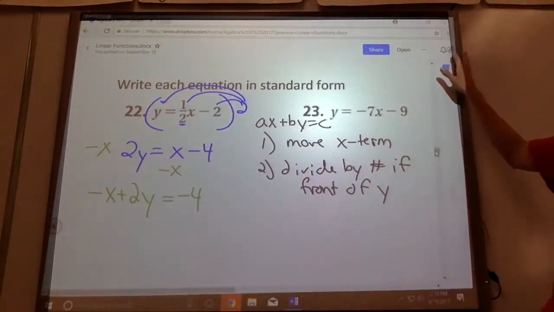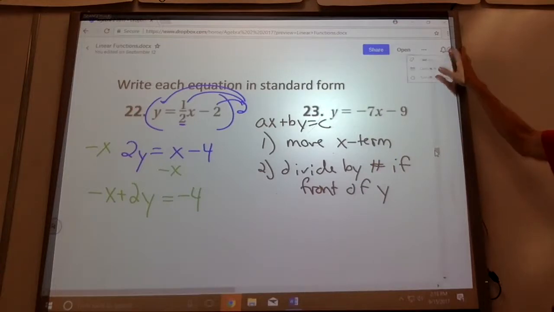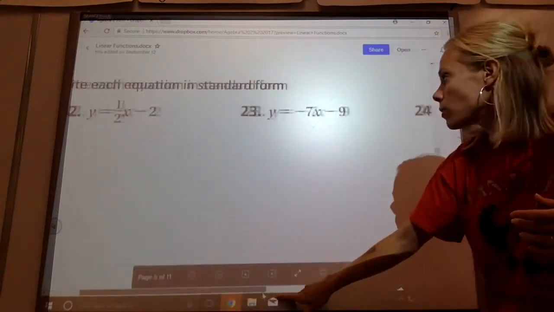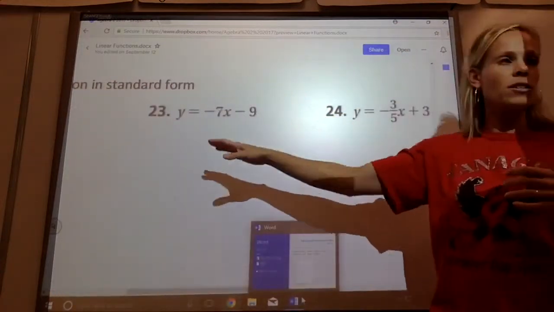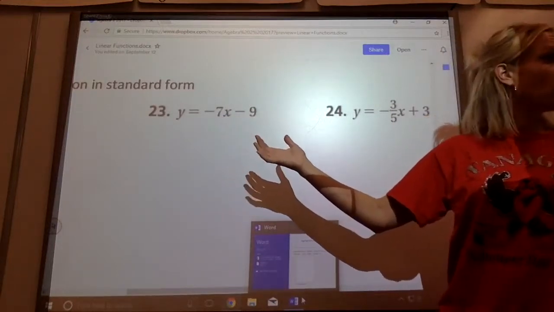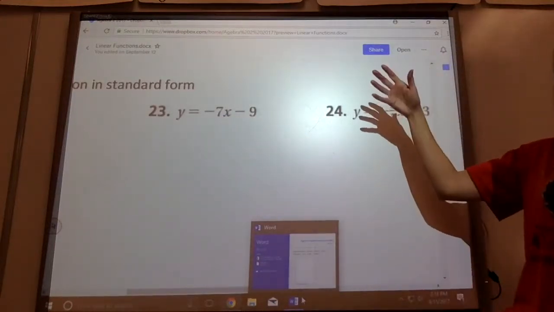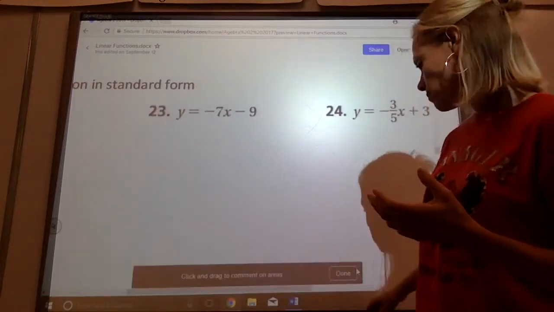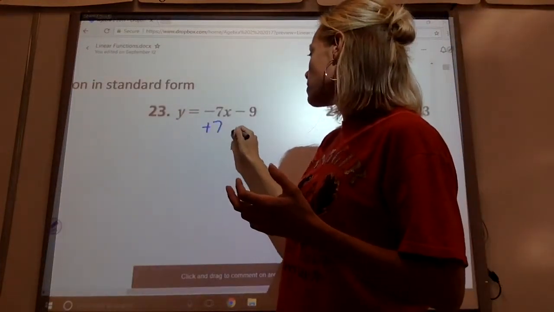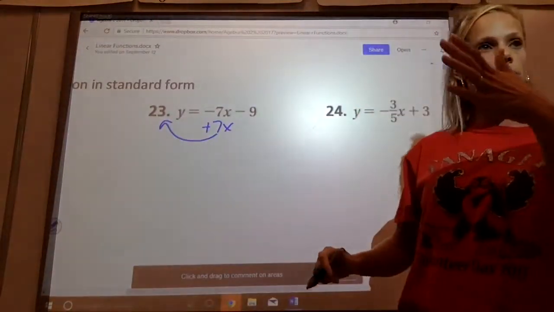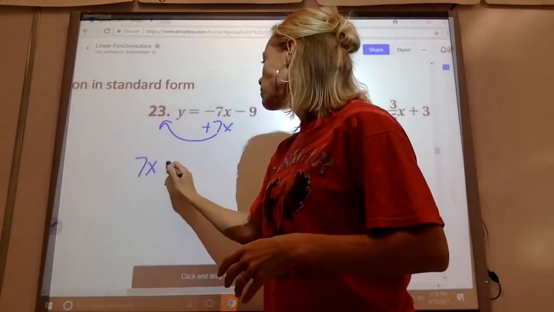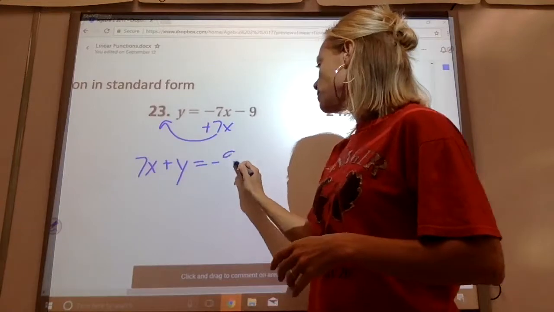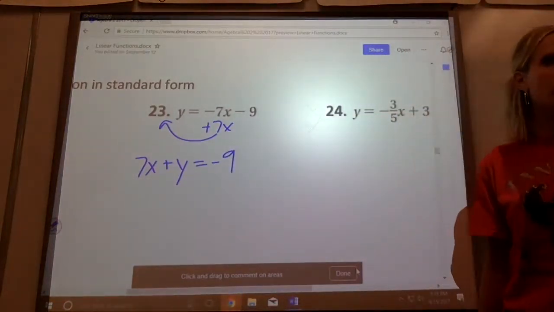Okay. Let's try another one. So look at 23. Do I have any fraction, any denominator to worry about? No. So in this case, I can just go to that first step and just move the x term. So all I have to do is add the 7x back over to the left side and I'm done. Okay. So if there's no fractions, it's super easy.